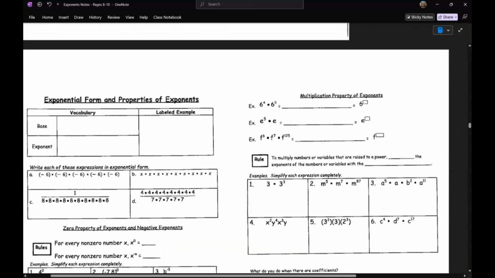Hey guys, we're going to keep working with our rules of exponents. You should be on page 8 of your binder. You're expected to complete your notes as you watch the video. If you get behind, you can always pause and then restart when you're ready.